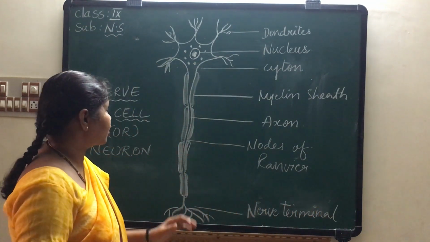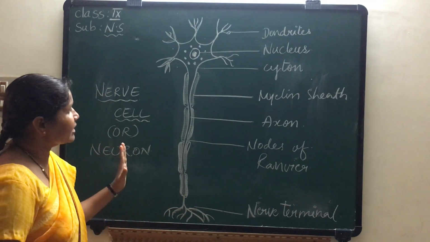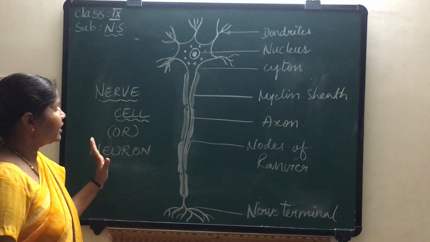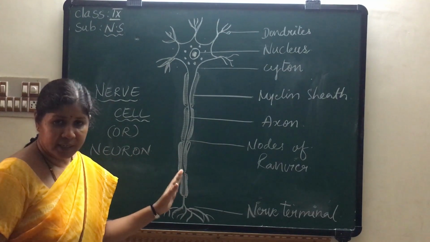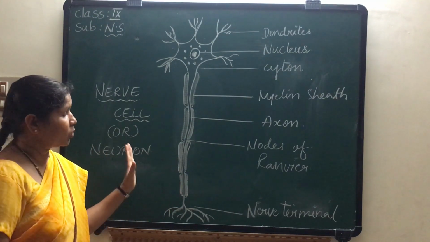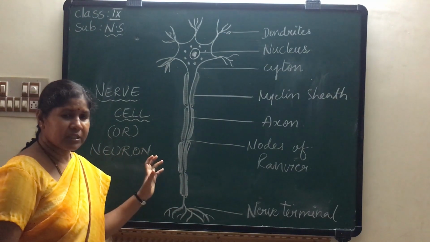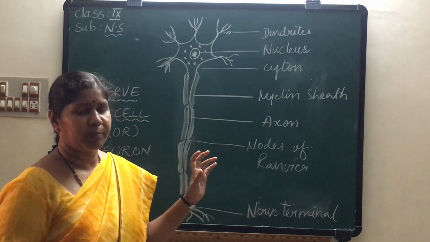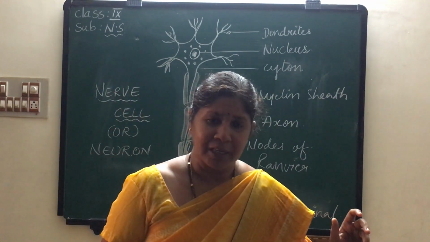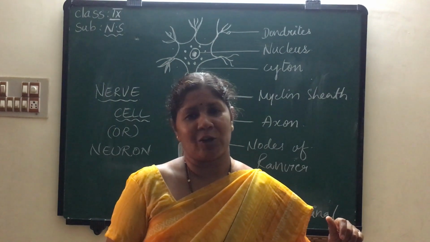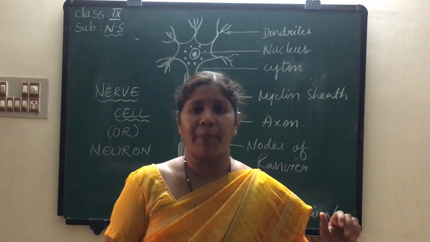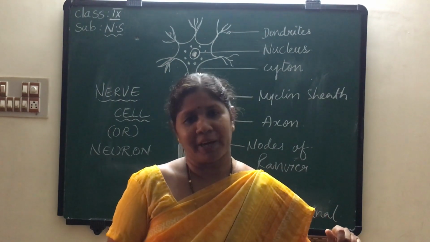So this is the structure of a nerve cell. Nerve cells are present only in the nervous system. What are the parts of the nervous system? Mainly the brain, nerves, and another one is the spinal cord. Brain, nerves and spinal cord.